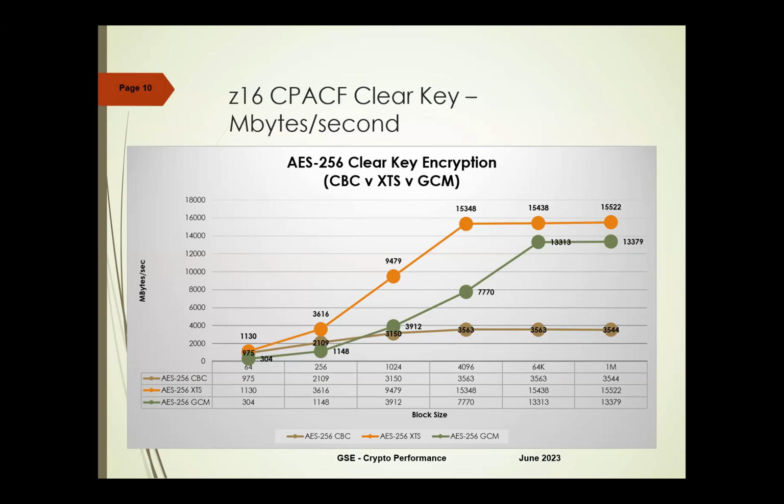And the takeaway from this chart is that performance is much better with large block sizes. The overhead of sending 64 bytes to the CPACF hardware is the same as the overhead for sending 1 meg of data to the hardware. So if you can design your application to send large blocks of data as opposed to small blocks, that can help you with your performance.